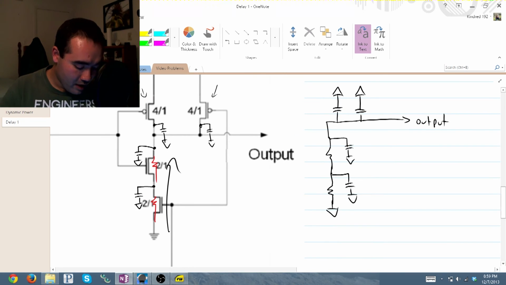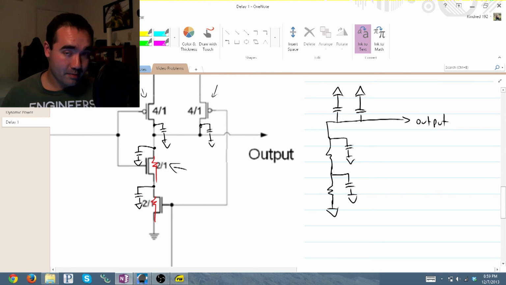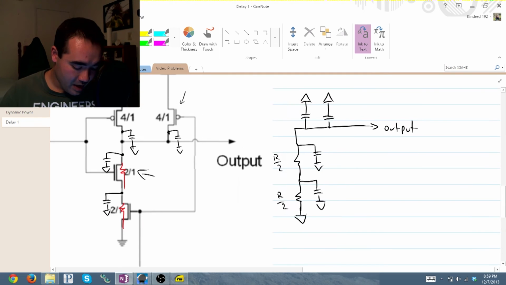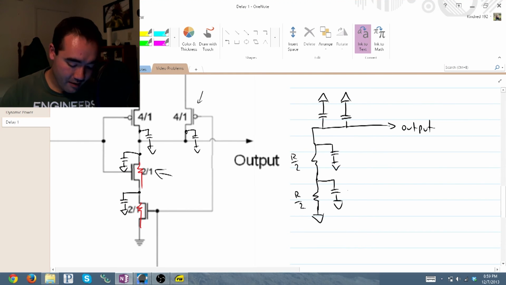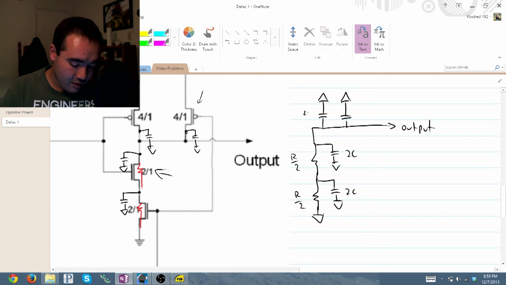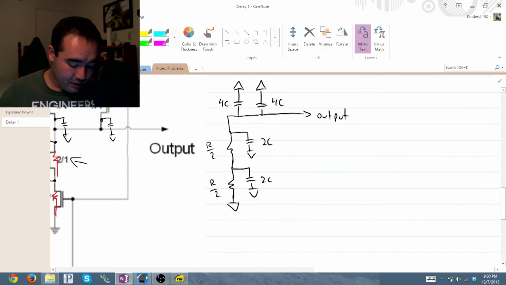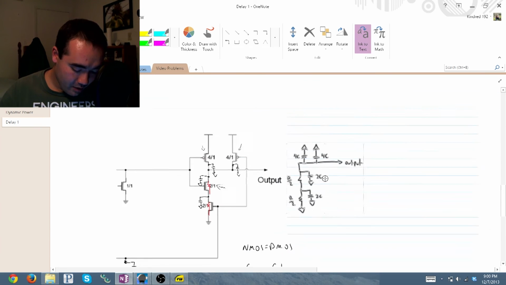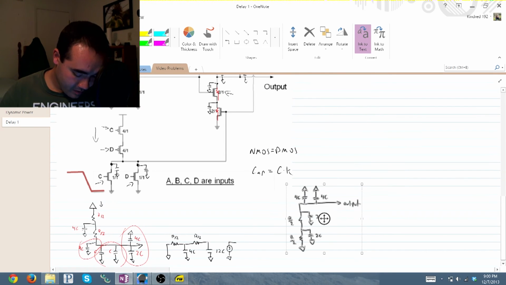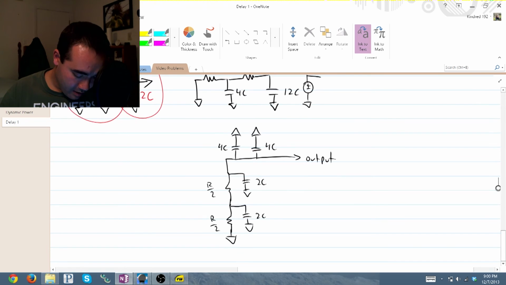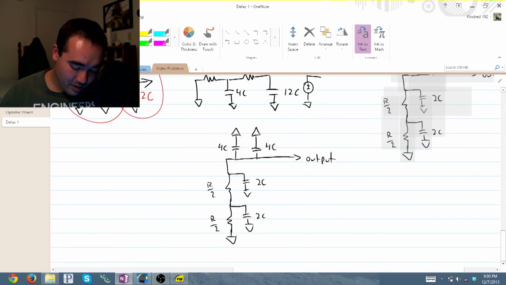Well, we can see that our NMOS resistors have a value of 2 over 1. Therefore, our resistor values are simply R over 2 and R over 2. Capacitors, because the NMOS have a value of 2, 2C, 2C, the PMOS have a value of 4 as far as their width goes, so it's 4C, 4C. So if we go ahead and take this, and we'll move it down so that we can redraw it. Right there.